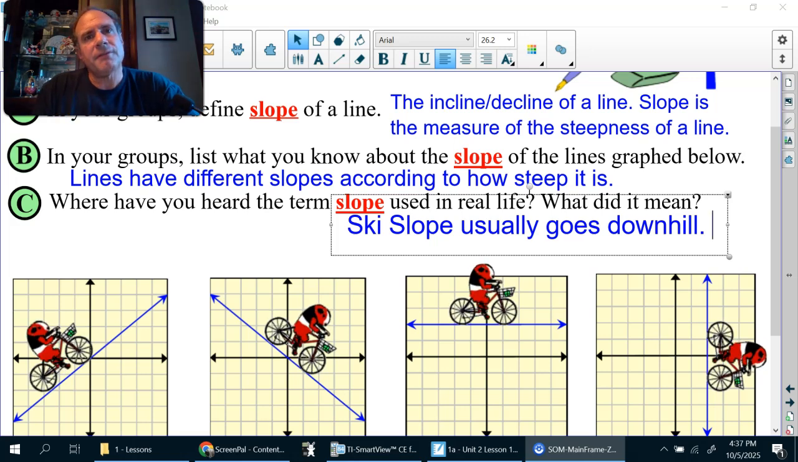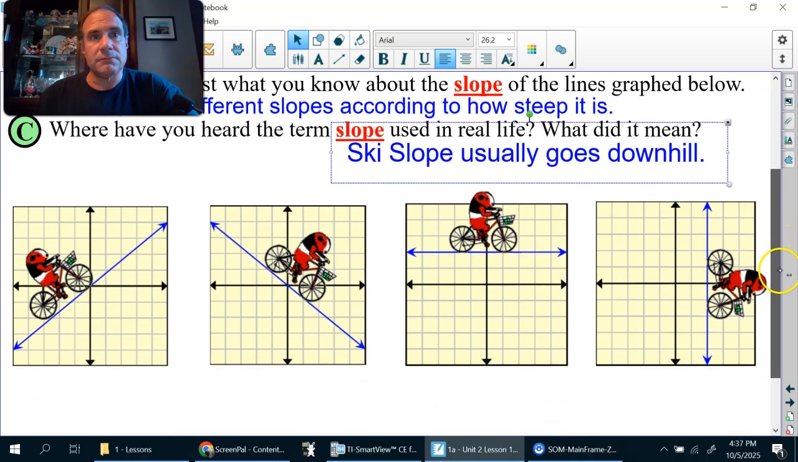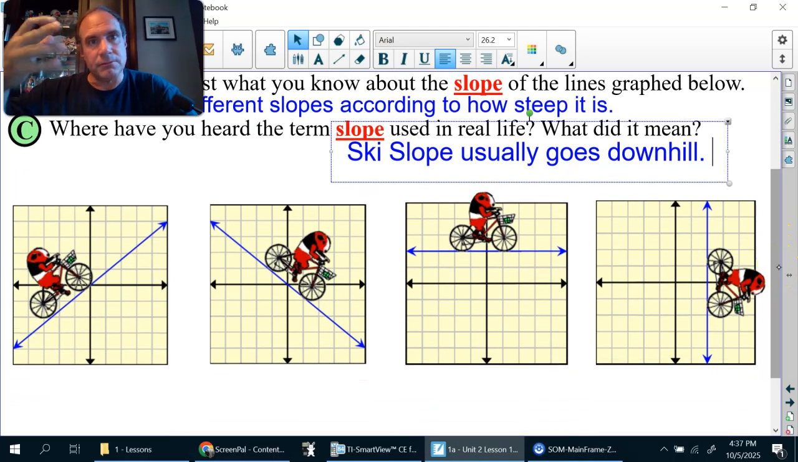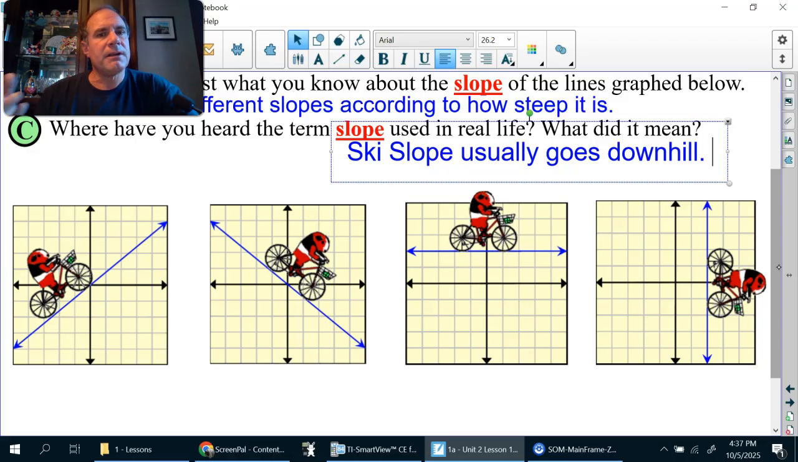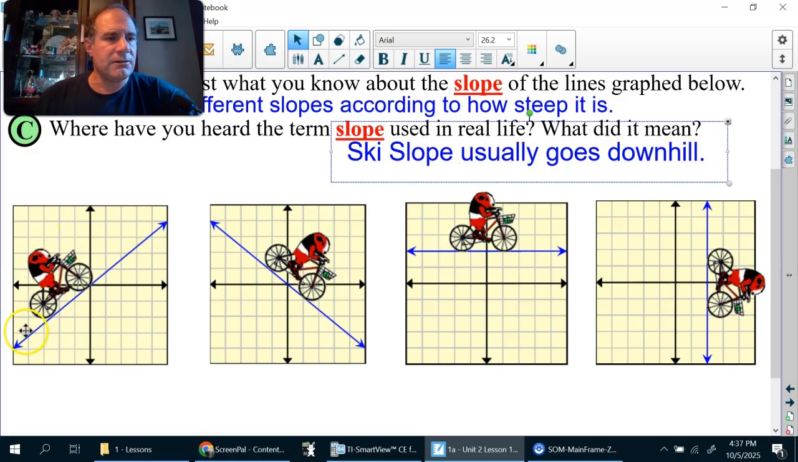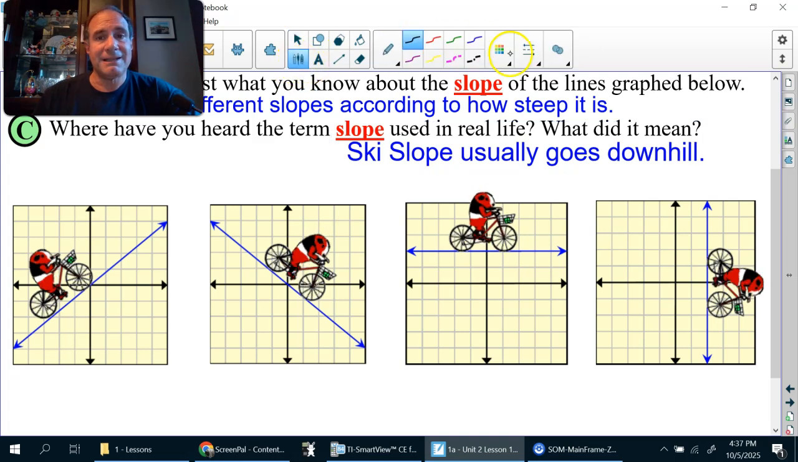Where have you heard the term slope used in real life? Well, you probably have heard of a ski slope or something like that. What did it mean? Well, ski slopes usually go downhill. You ski downhill, but you could also go uphill when you are returning to where you went down from. All right. But we'll work it through right here. This is a hamster. A hamster is going uphill.